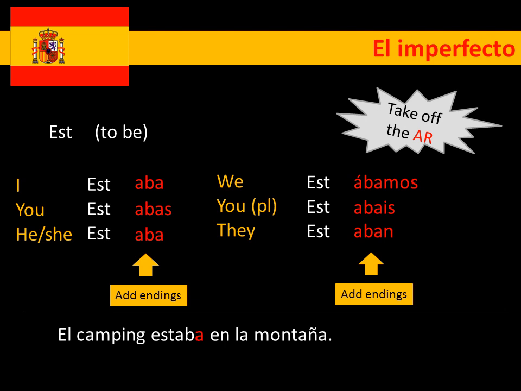First example we've got is el camping estaba en la montaña. The campsite was in the mountains. Example number 2, los platos españoles estaban muy ricos. Spanish dishes were very rich or very delicious.